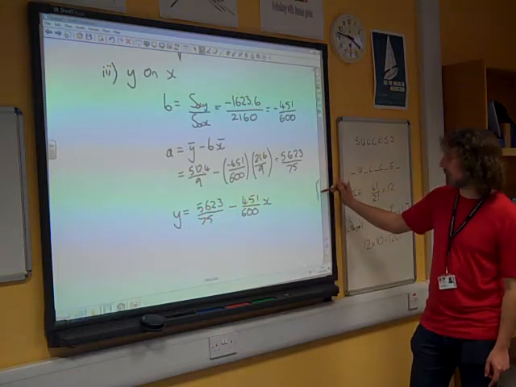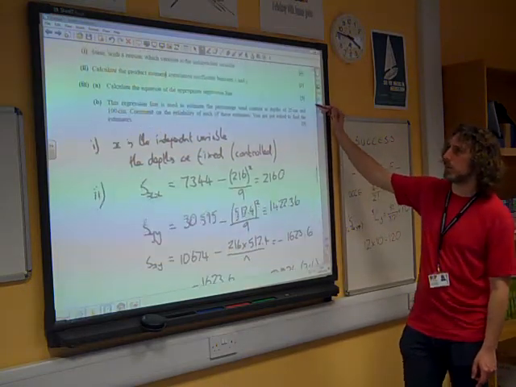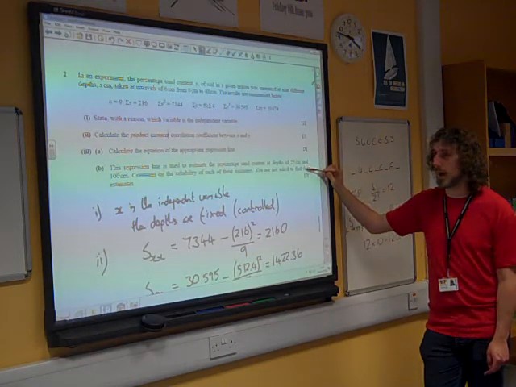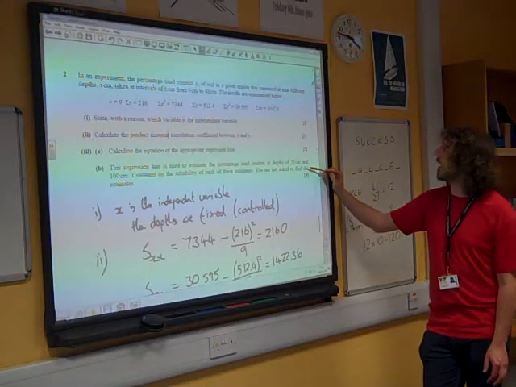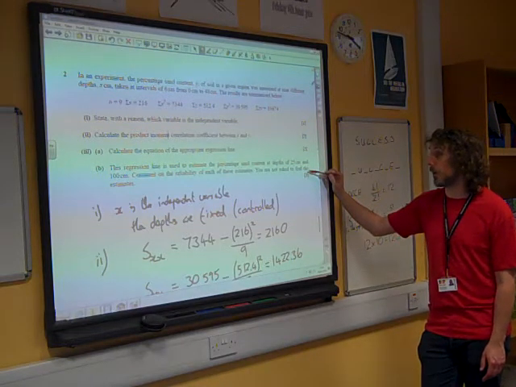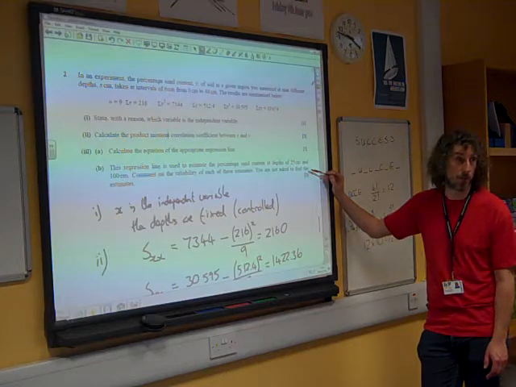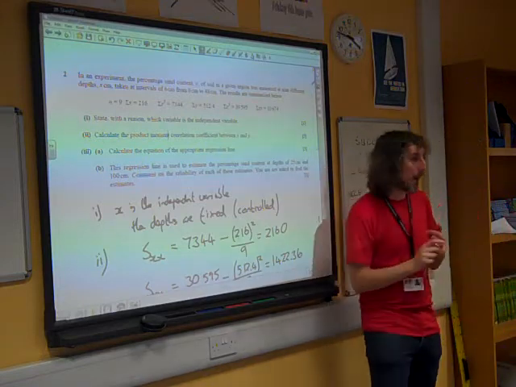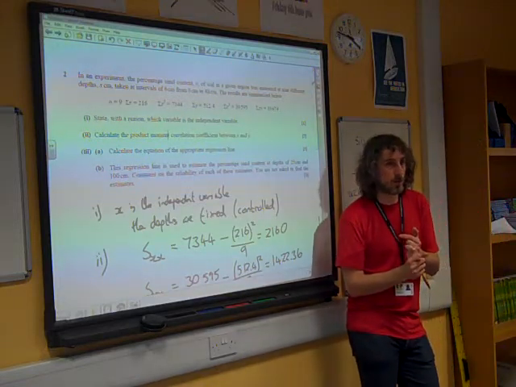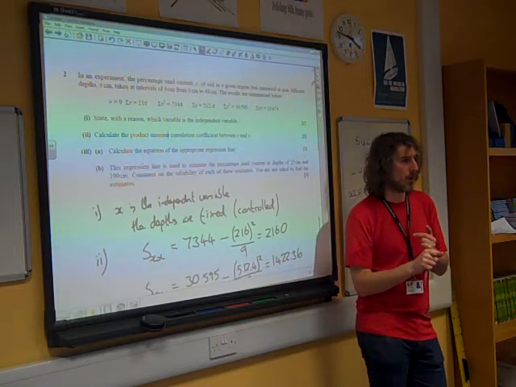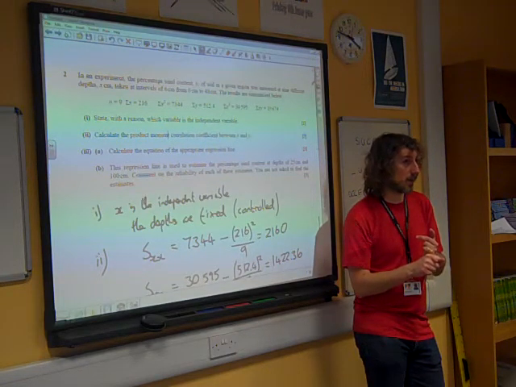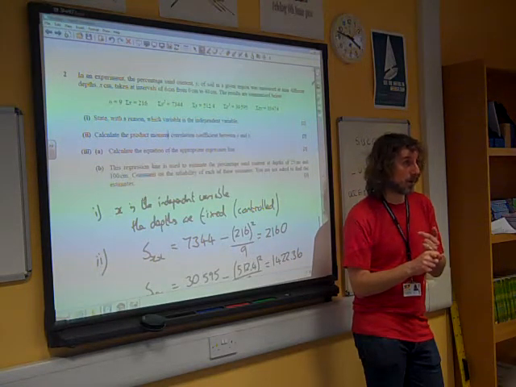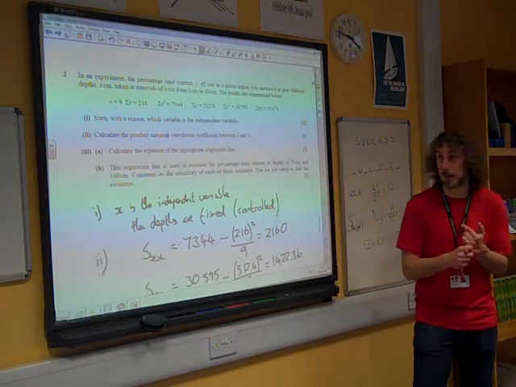And then it said, now I don't think we actually have to use this for the last bit. The regression line is used to estimate the percentage sand content at depths of 25 and 100 centimetres. Comment on the reliability of each of these estimates. You are not asked to find the estimates. Well, to start with, our product moment correlation coefficient was very close to -1. So we had a strong correlation, so our regression line is reliable. So it's not about how close to a straight line this stuff is. So the regression line is reliable.